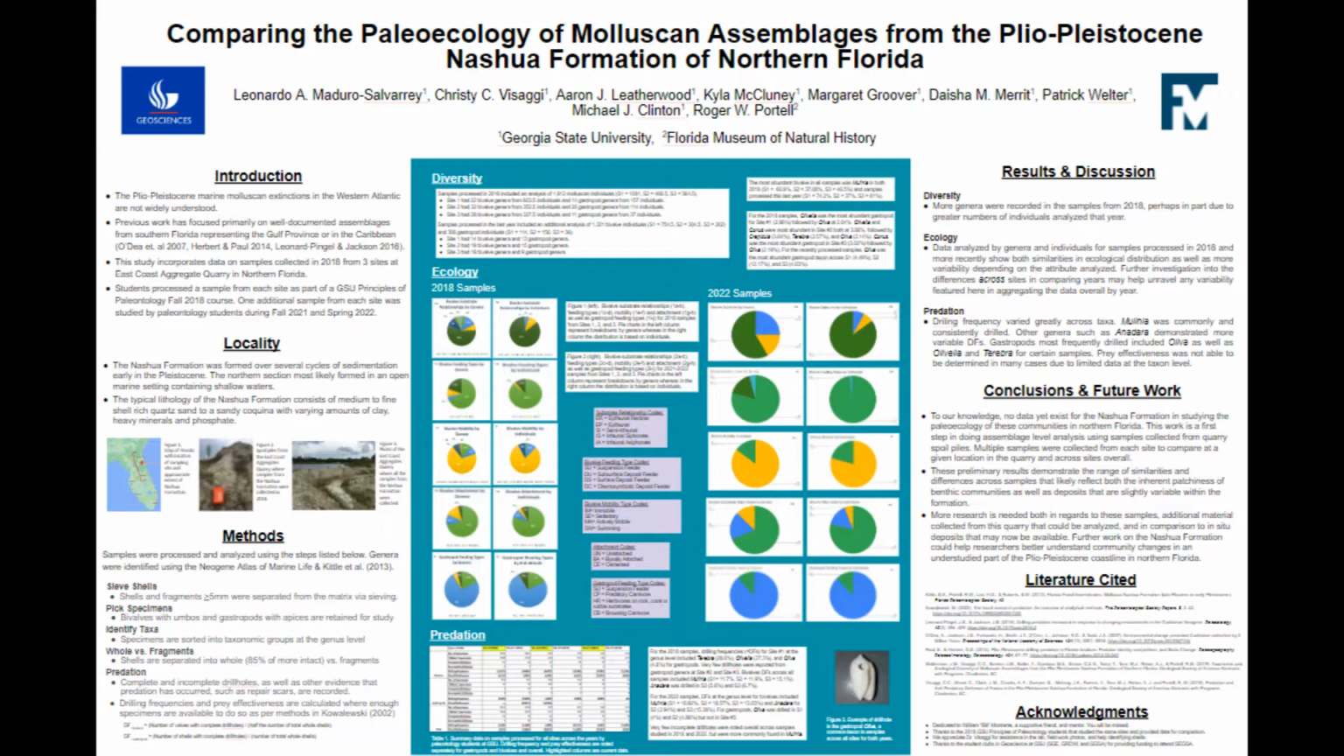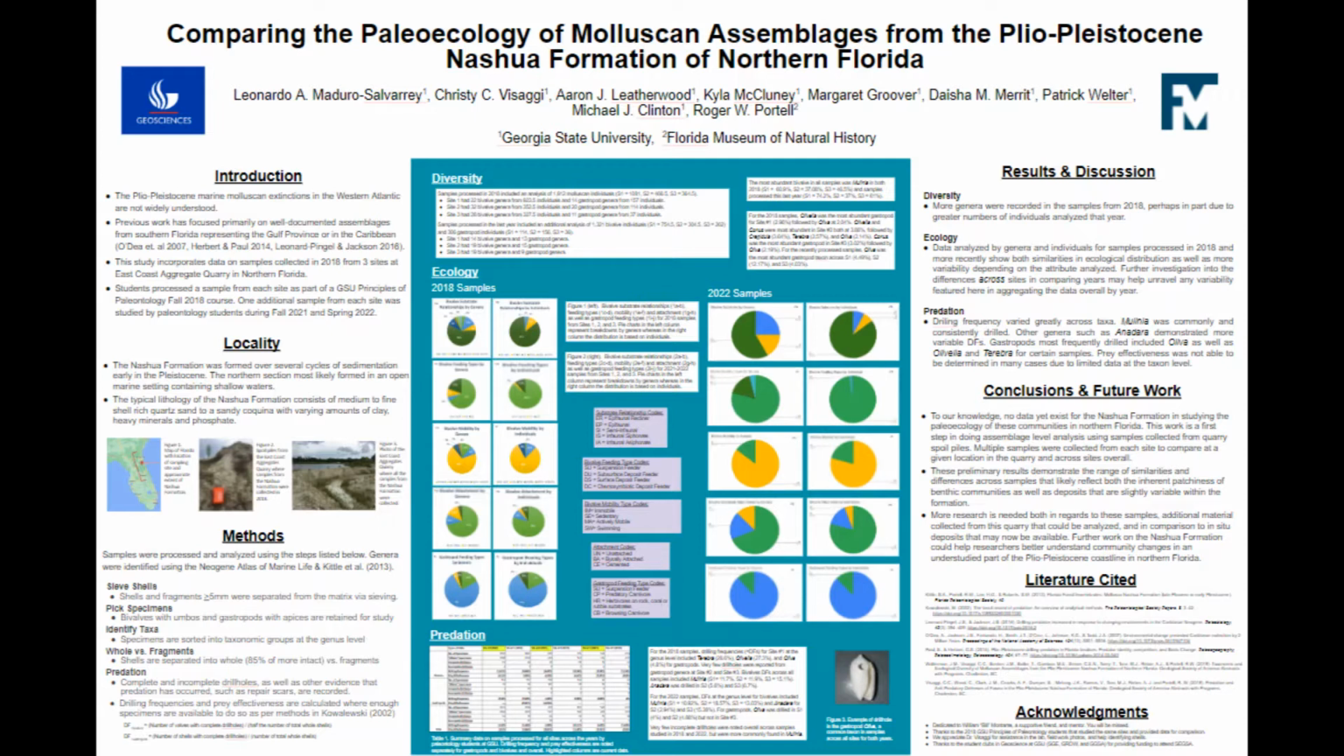the Plio-Pleistocene Nashua Formation of northern Florida. The Plio-Pleistocene marine extinctions in the western Atlantic are not well understood. Most previous work has been done in well-documented assemblages from other areas, either directly north or directly south of the area where the Nashua Formation is found, such as the Gulf Province or in the Caribbean.